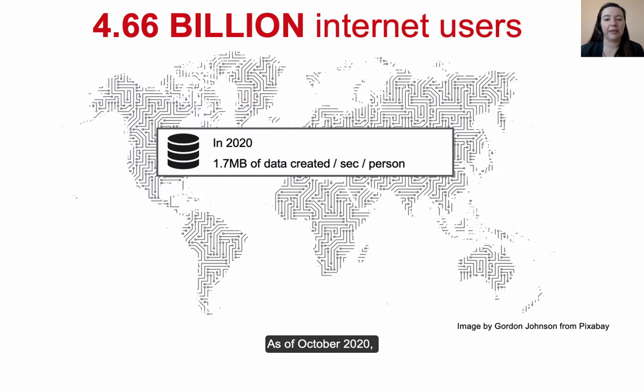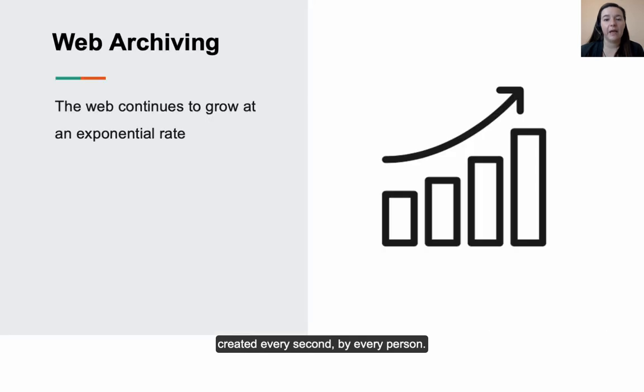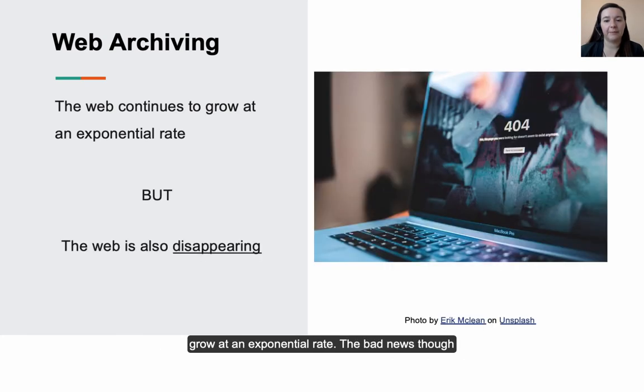As of October 2020, there are 4.66 billion internet users, which accounts for just under 60% of the world's population. And again, in 2020, 1.7 megabytes of data was created every second by every person. This points to the undeniable reality that the web continues to grow at an exponential rate.